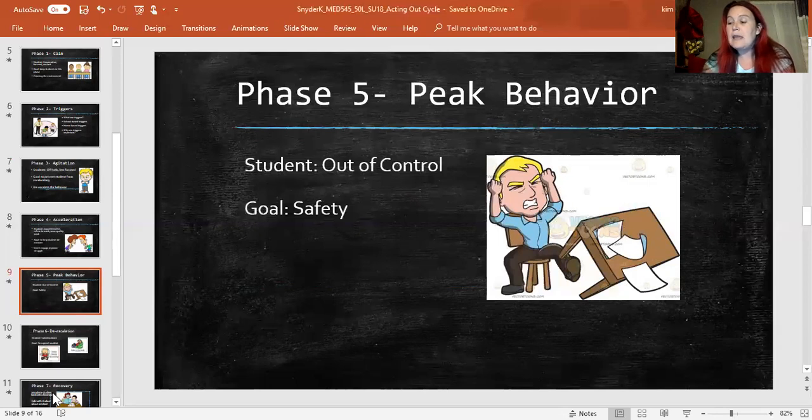Students may exhibit behaviors such as crying uncontrollably, screaming, throwing, hitting, or biting. You want to avoid this phase if at all possible. If you find yourself in this situation, safety is of top priority. Teachers should have a plan in place for handling such a situation before it happens. The focus is on de-escalating the student.